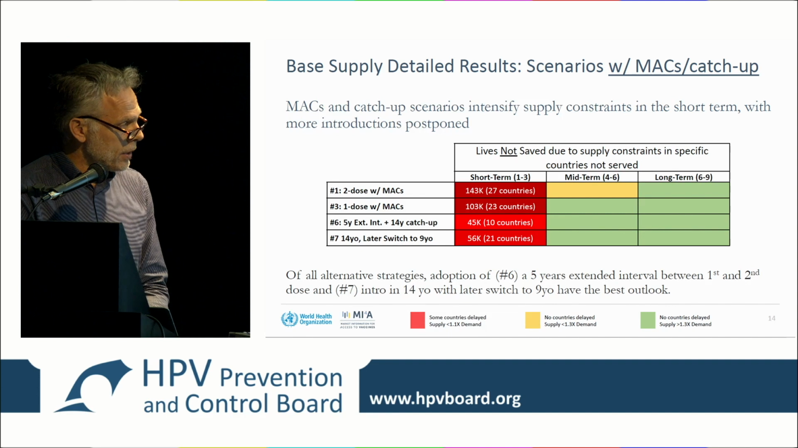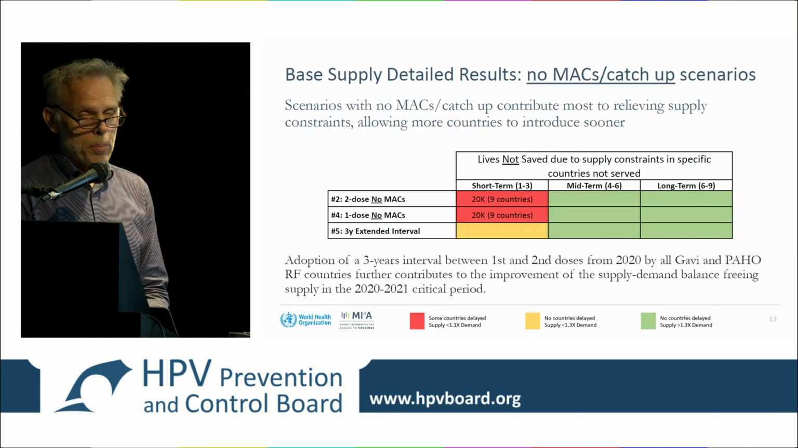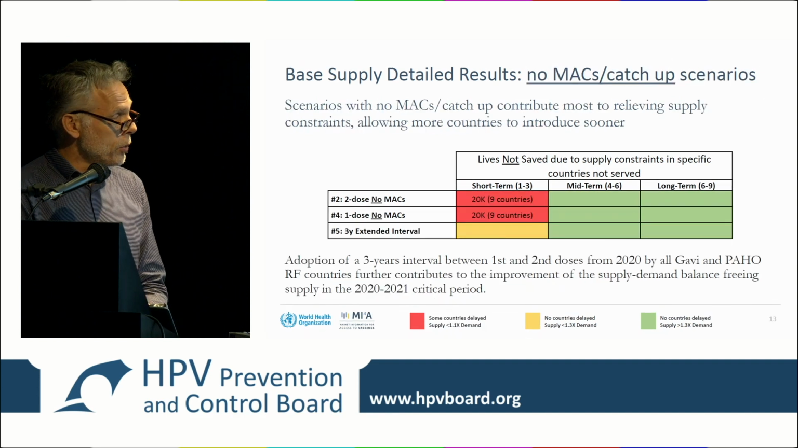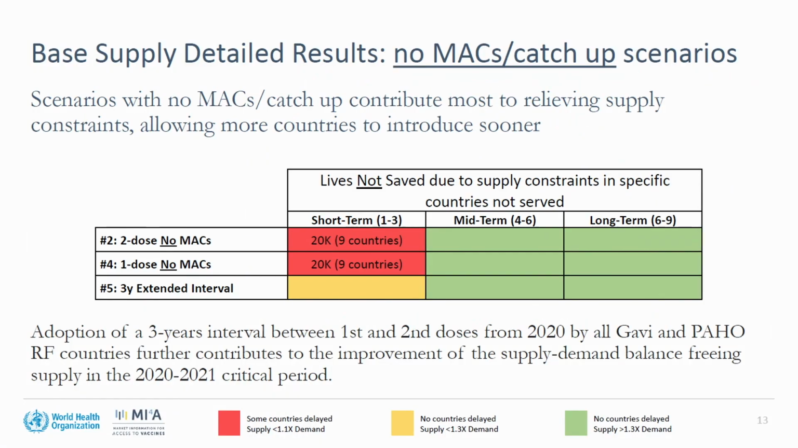So we looked at it this way to see where are the public health priorities. If we do no max, the situation is better. Only 9 countries cannot introduce, and it leads to 20,000 deaths, etc. And the extended interval again is the one where, with proper management, maybe we can prevent a lot.